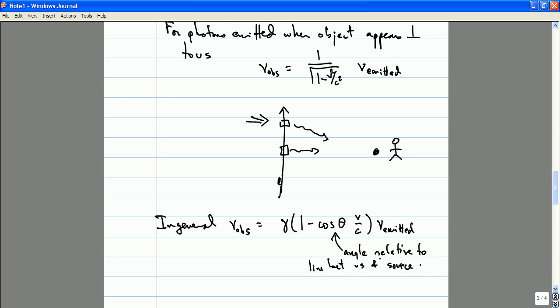Absolutely. In order to understand the difference between the two, you just need to calculate that angle. Okay. So there's some relative angle that I call theta here. Absolutely. Okay. Good questions. Other questions? Good.